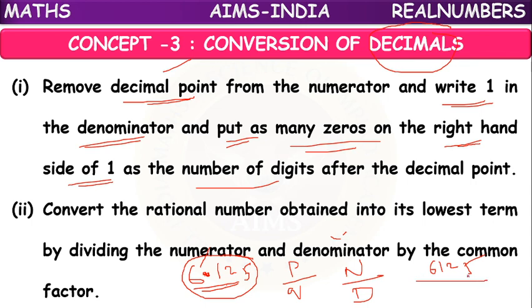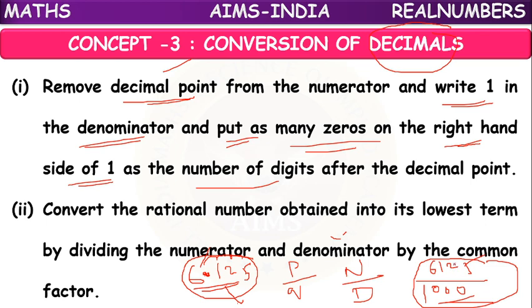In the place of denominator, we have to keep 1, and after the decimal point we have 1, 2, 3 places. So to the right hand side of 1, we have to take 3 zeros. 6125 by 1000. Like that, we can convert a terminating decimal into a rational number.